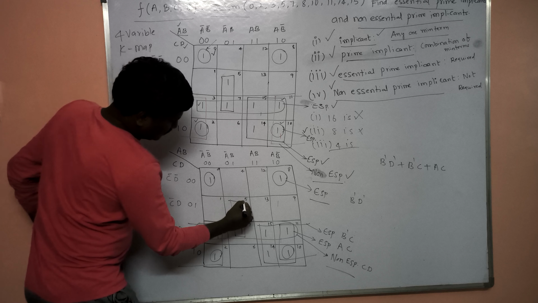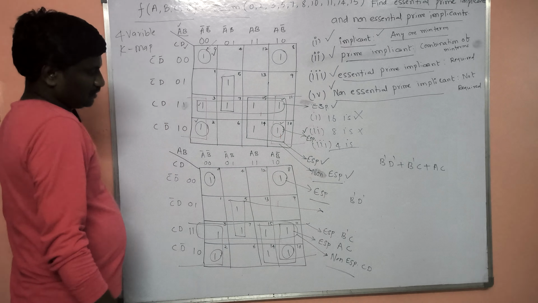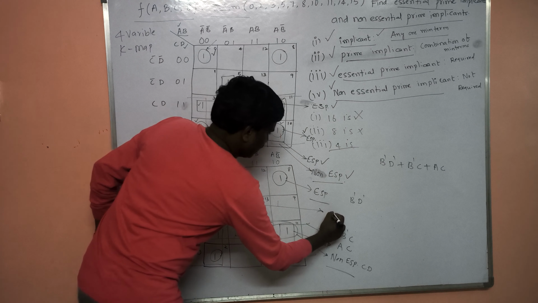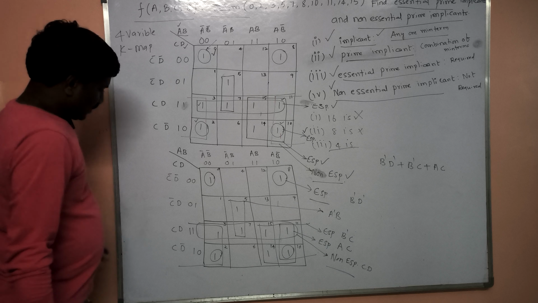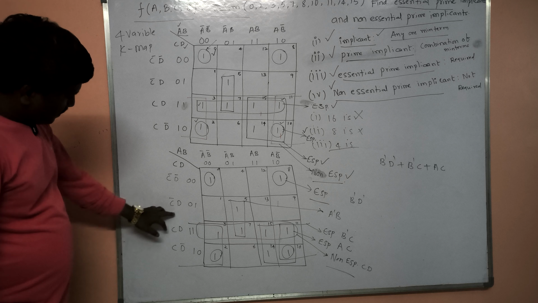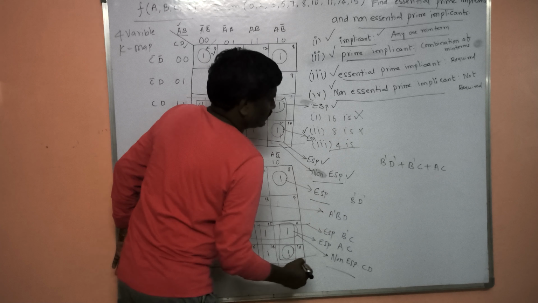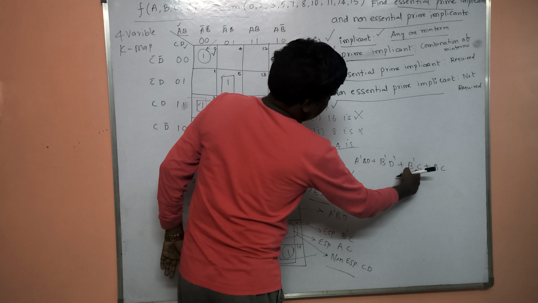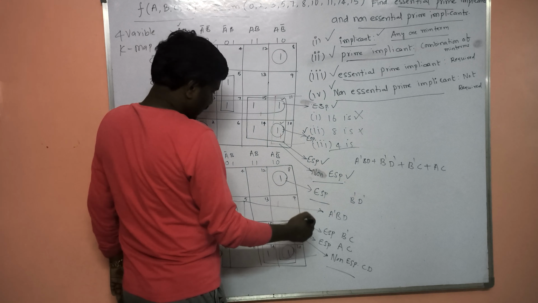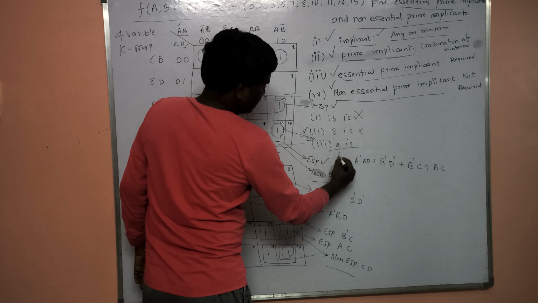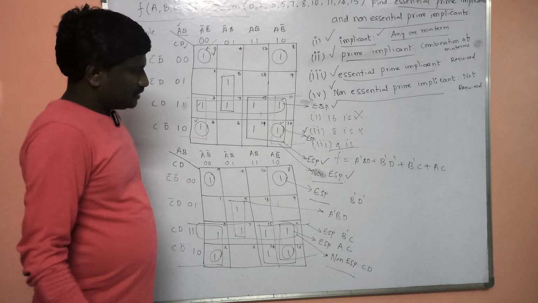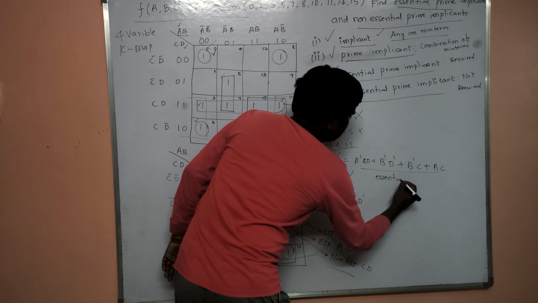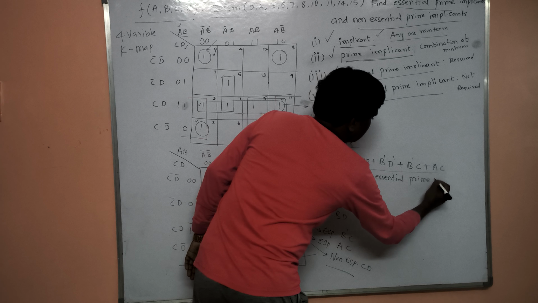Of course, I need to write the expression for this. What exactly is the expression for this? The expression for this is A bar B, A bar B, right? In these two, what is the possibility? D. So A bar B D, plus B bar D bar, plus B bar C, plus AC. This is the final expression for function F. These four are essential prime implicants.